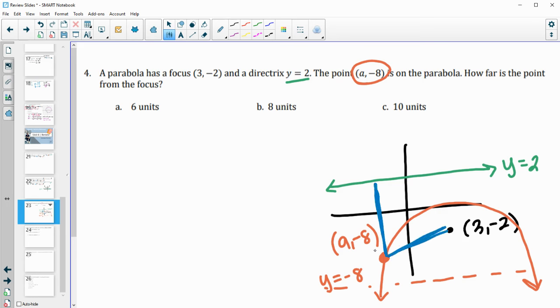And we know -8 up to 2 is a distance of 10. Okay, so -8 to 2, those are 10 apart. So then we know that this point is 10 away from here as well. So the point is 10 away from the directrix, so it's 10 away from the focus.